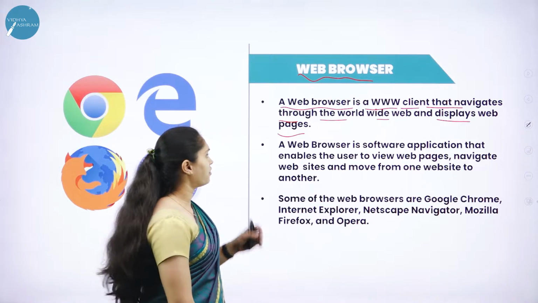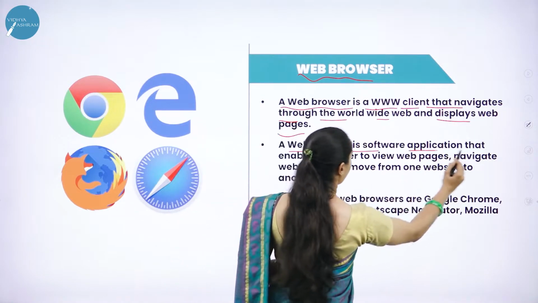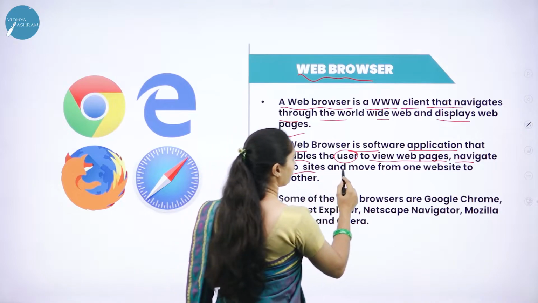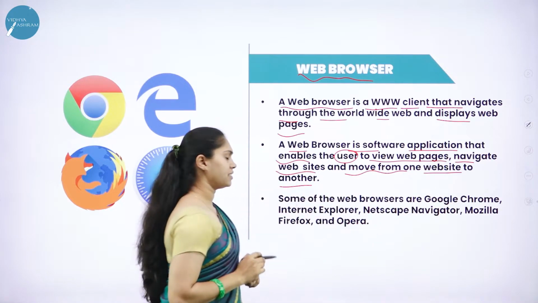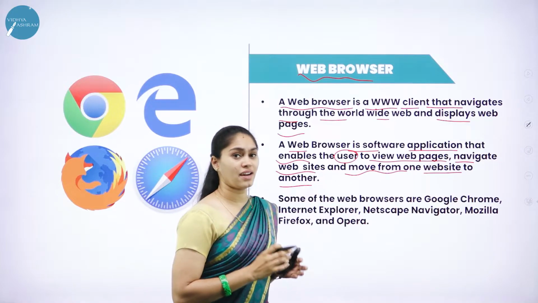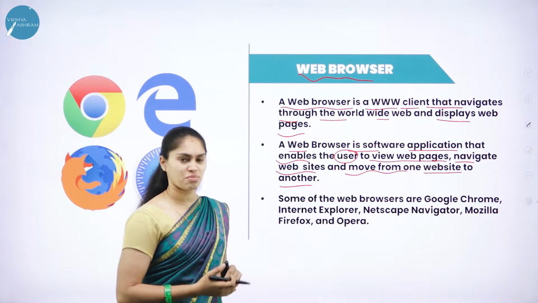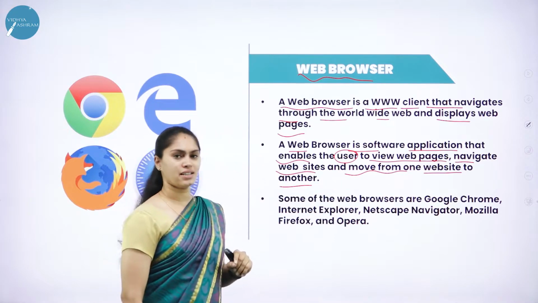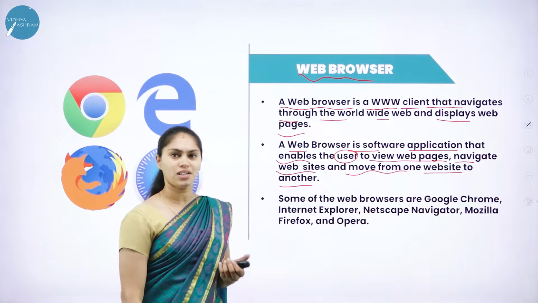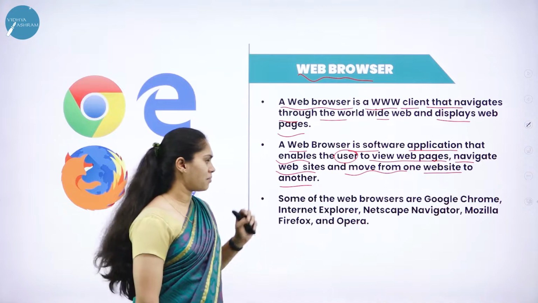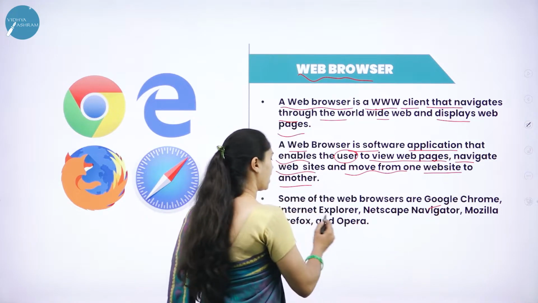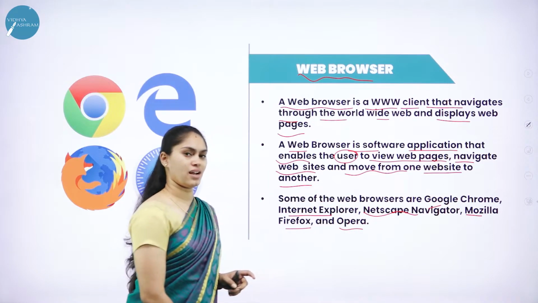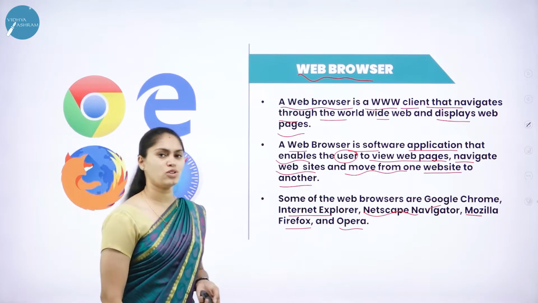Now we'll see the definition of a web browser. It is a software application that enables the user to view web pages, navigate the web pages and move from one website to another website. Mainly the web browser is application software, developed for a particular purpose: to view web pages or navigate websites, moving from one web page to another. Some web browser examples include Google Chrome, Internet Explorer, Netscape Navigator, Mozilla Firefox, and Opera. These are some of the examples with respect to web browsers.